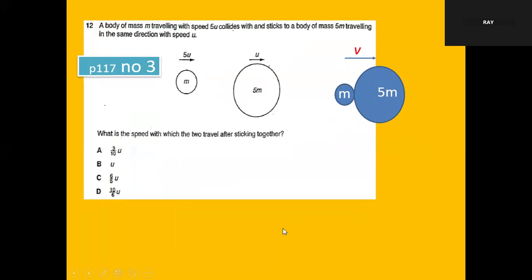How about the answer for this one? A body of mass m traveling at speed 5u collides with and sticks to a body of mass 5m traveling in the same direction with a speed u. What is the speed of the two bodies after sticking together?